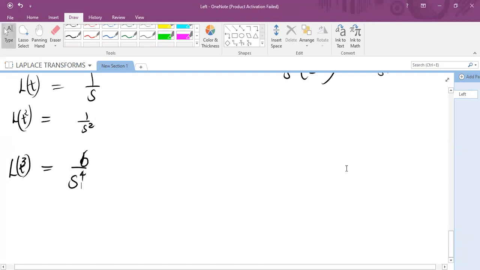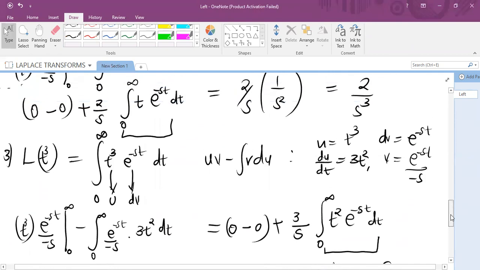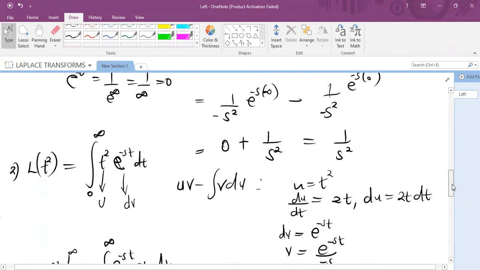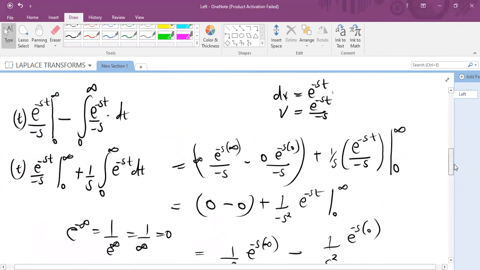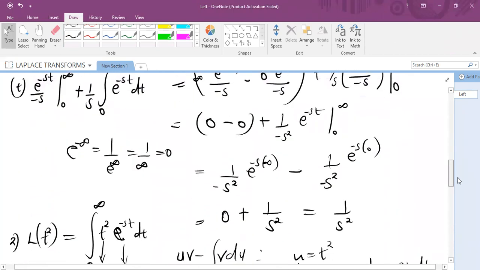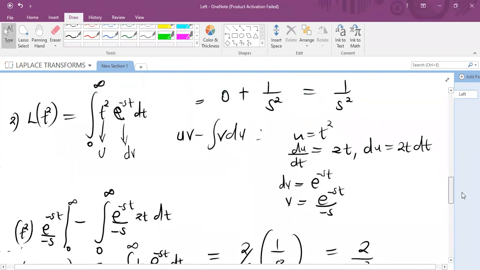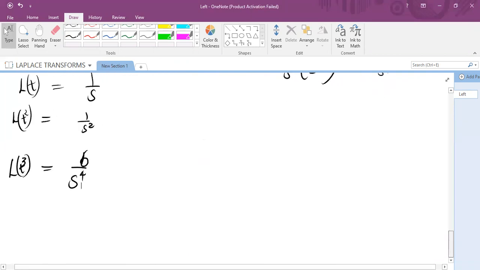Is it? So let's just go back and check what we got. The Laplace transform of t, let's start with that. We got the Laplace transform of t as 1 over s squared, and then the Laplace transform of t squared was 2 over s cubed. So yeah, let's correct that. The Laplace transform of t we got as 1 over s squared, then this was 2 over s cubed.